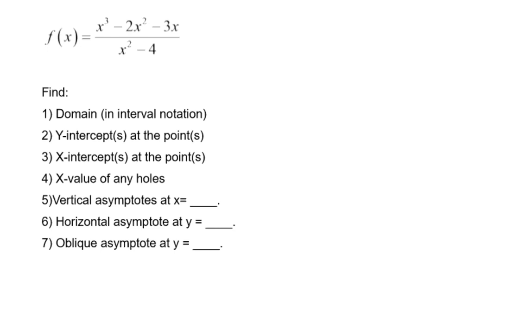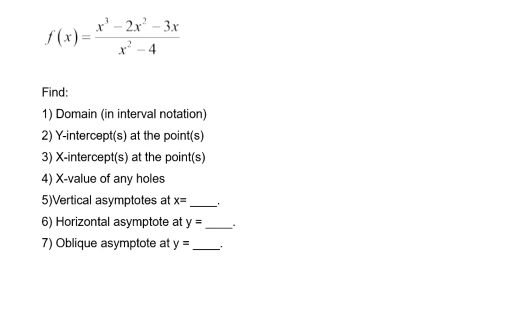In this video, we're going to answer the question you see here, which gives a rational function f of x, which equals a polynomial over another polynomial. In the numerator, the polynomial is x cubed minus 2x squared minus 3x. And in the denominator, the polynomial is x squared minus 4.